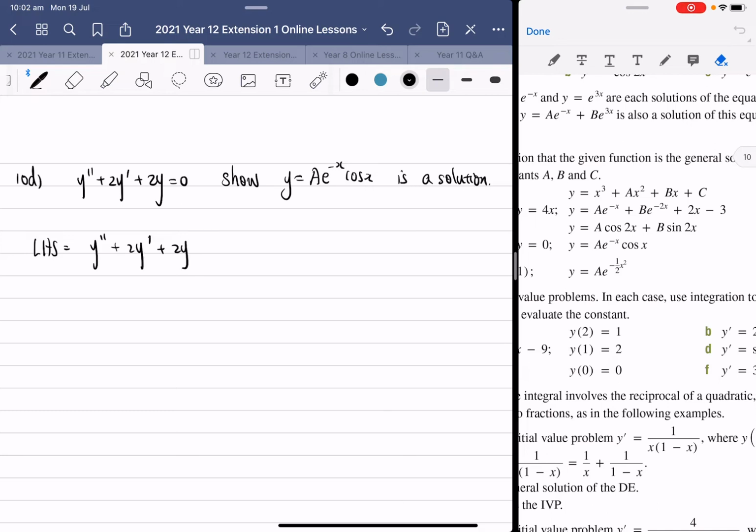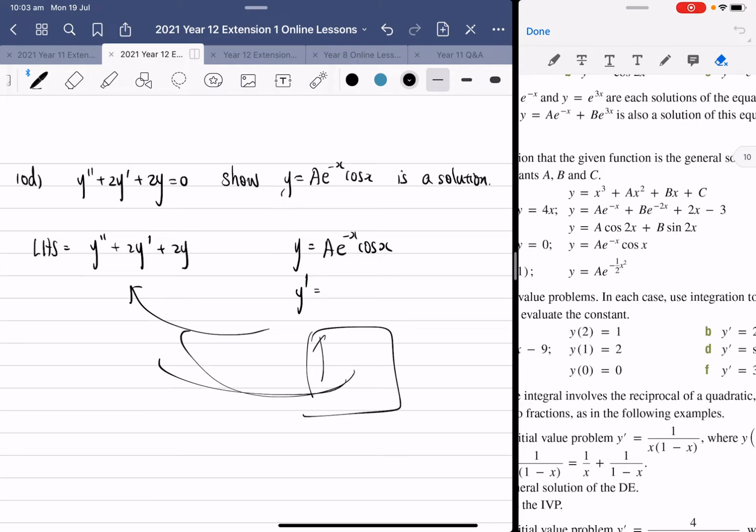Now, with this one, what you can do is break it down into several parts. I'll start with y. So y is equal to a e to the power of minus x cos x. Then for y dash, you can now start to do the differentiation. You don't have to do the derivative here, so do an aside, and then do a final substitution at the end.